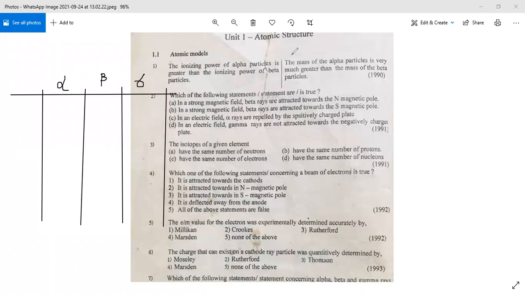You know that alpha, beta, gamma are products of radioactivity. Radioactivity means emission of particles or energy from unstable nuclei to become more stable.